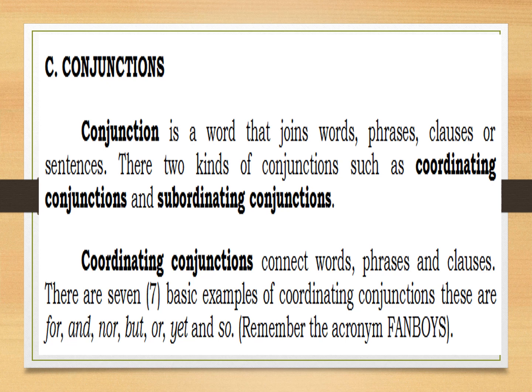Let's proceed now to conjunctions. A conjunction is a word that joins words, phrases, clauses, or sentences. There are 2 kinds of conjunctions, such as coordinating conjunctions and subordinating conjunctions. Coordinating conjunctions connect words, phrases, and clauses. There are 7 basic coordinating conjunctions, and these are for, and, nor, but, or, yet, and so. Just remember the acronym FANBOYS.